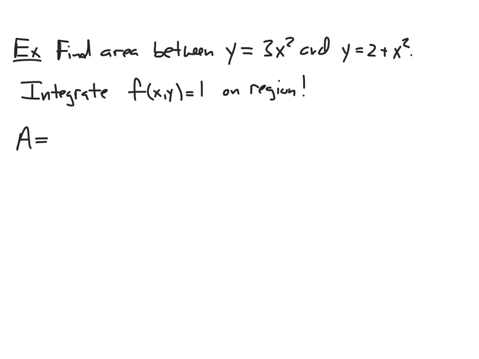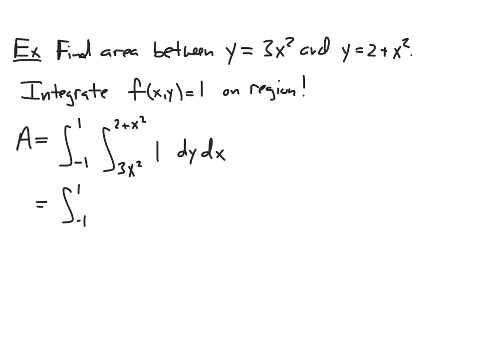We know that this region lies between x equals -1 and x equals 1. You could just set the curves equal to each other and solve to find that. And we know that y is going to lie between 3x squared and 2 plus x squared. And we want to integrate that function 1, right? dy dx. Right? And so this is a relatively straightforward integral to do.